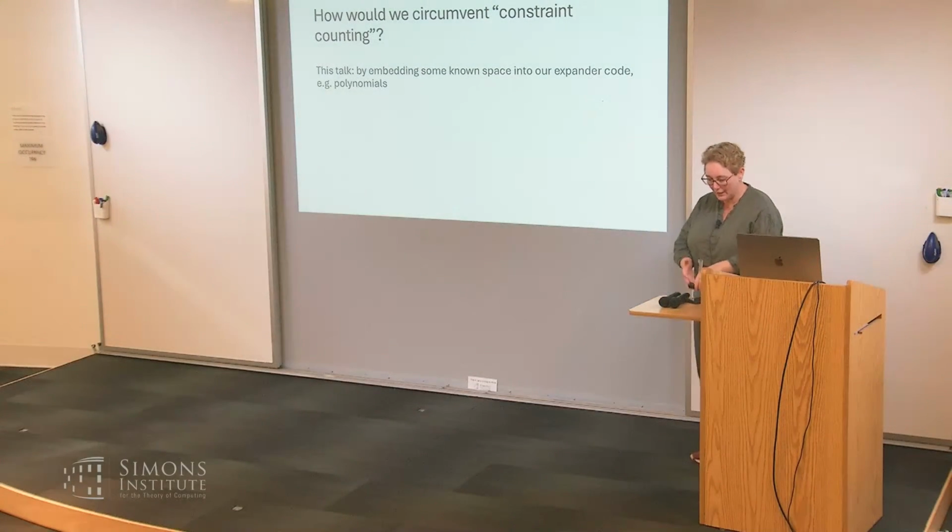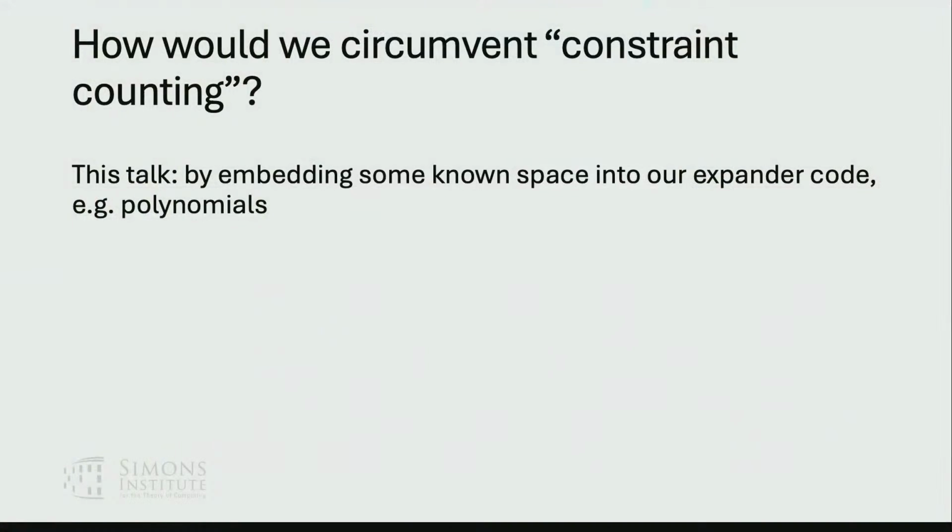Okay, so really, in this talk, I'm going to describe some code that to some extent, some weak extent, manages to make progress against this constraint counting barrier, to circumvent this, okay? So how can you imagine doing that? Okay, you build some expander code. How would you show that the rate is bigger than what you get from the constraint counting?